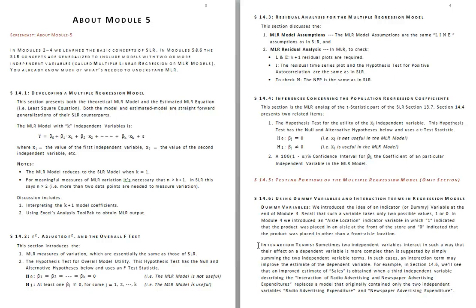In homework 5, you'll be asked to determine whether the interaction of an aisle location variable, front aisle or other than front aisle, and a shelf space allocation variable in feet can be used to better predict sales. This completes this screencast.